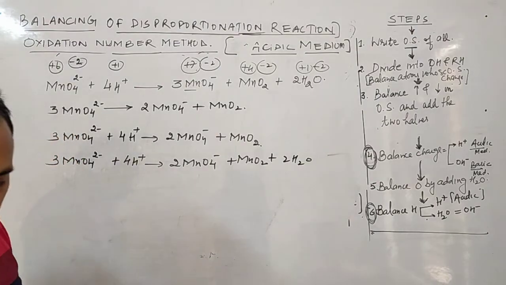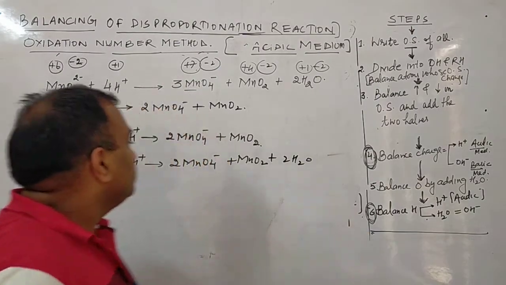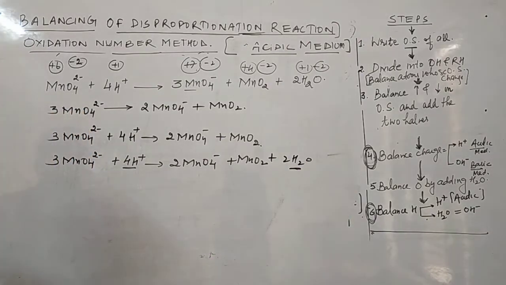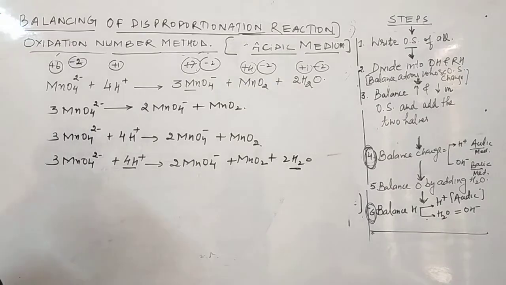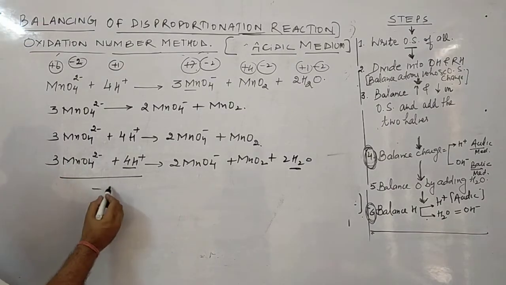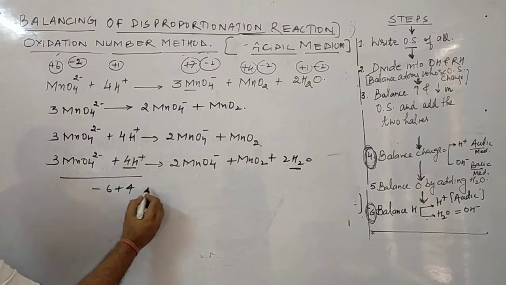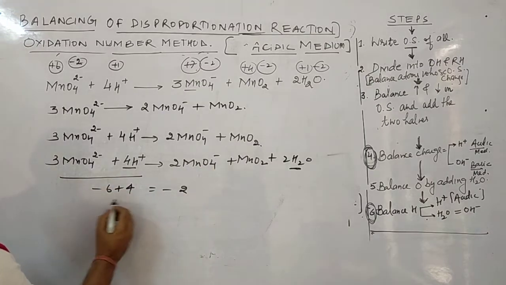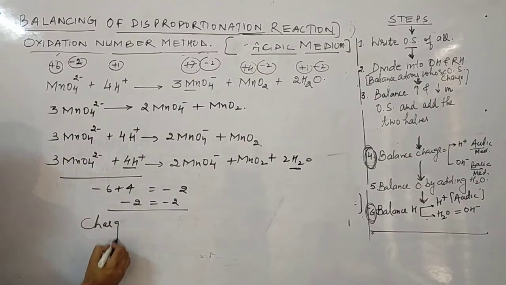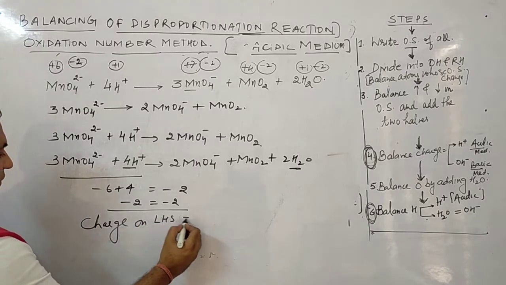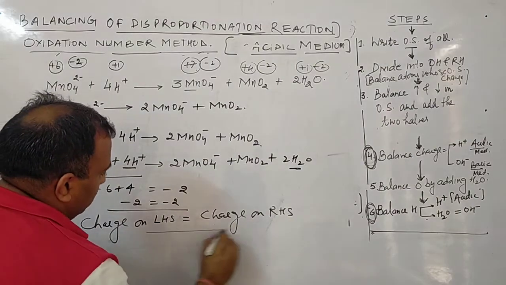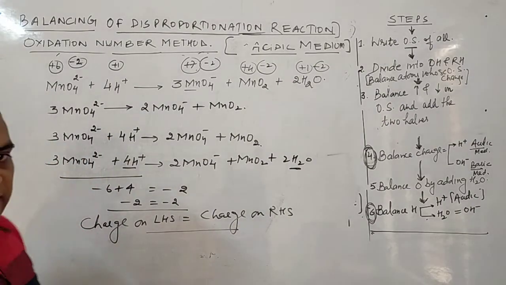Now in the last, balance hydrogen. 4 hydrogen, 2 2s are 4, already balanced. Now we have to check whether the balancing is correct or not. तो चार्ज देखते हैं बेटा. 3 2s are minus 6 plus 4. On this side minus 2. So minus 2 equal to minus 2 means charge on left hand side is equal to charge on right hand side. It means we have done the correct balancing.